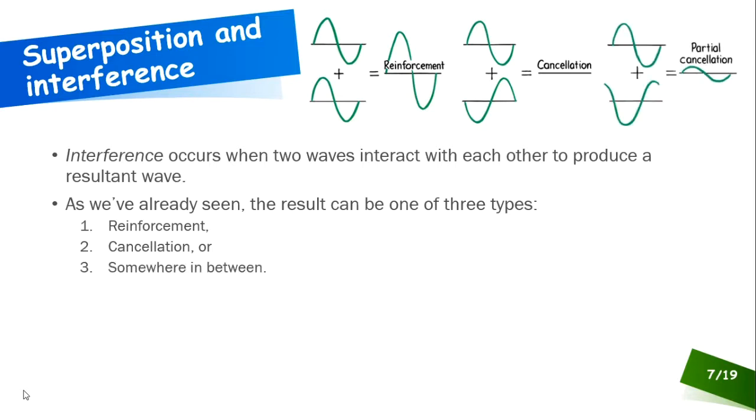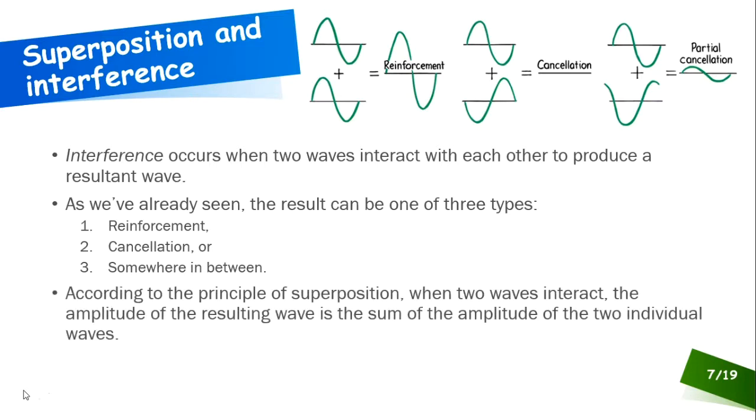get somewhere in between, a sort of partial cancellation between the two waveforms. It just depends on whether they're in phase, so that they get fully reinforced, or if they're out of phase, in which case we get some effect of cancellation. Of course, 180 degrees out of phase gives us total cancellation. Now, according to the principle of superposition, you add those waveforms together when the two waves interact. So the amplitude of the resulting wave is the sum of the amplitudes of the two individual waves. That's how we get reinforcement or cancellation.